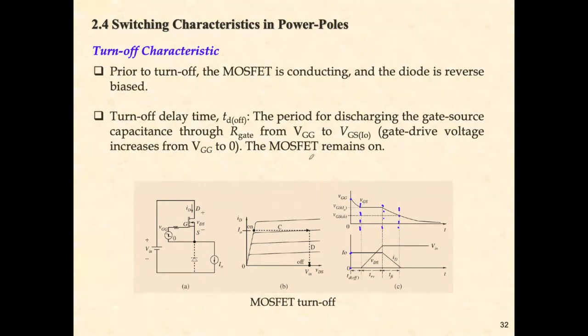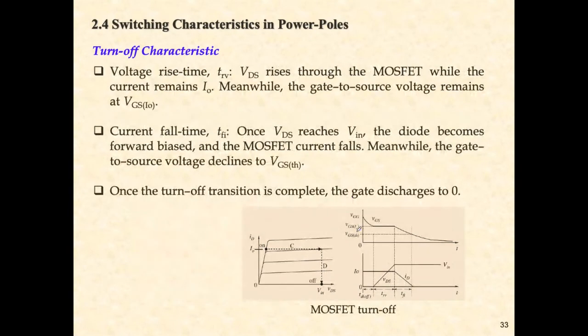Obviously, during this period of time, nothing changed, until reaching one of the critical points. So it means that the MOSFET remains on during this period of time, and then down to this critical value. So it means that the ID is still equal to I naught, right? ID is still equal to I naught.